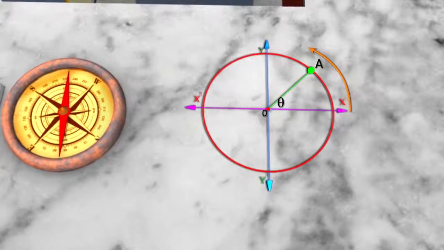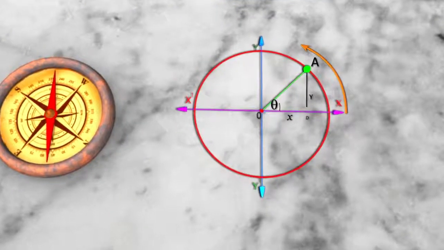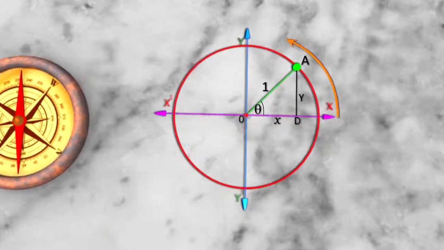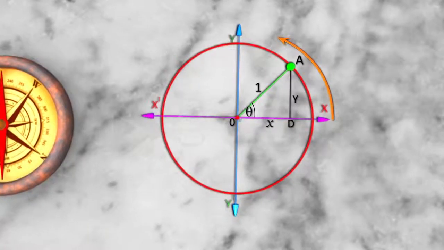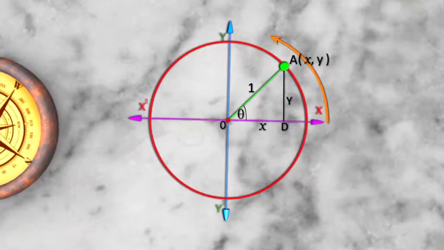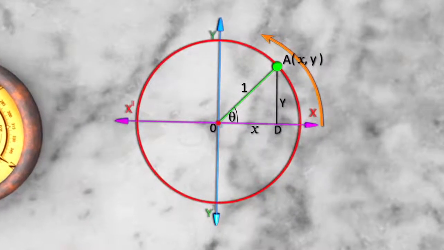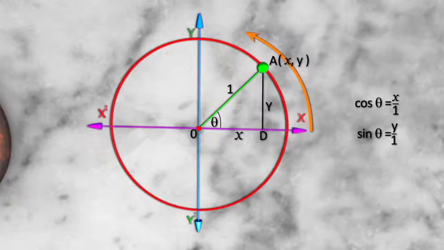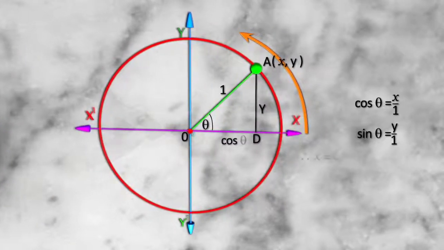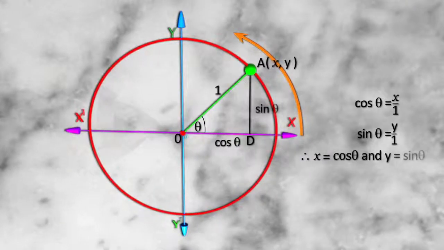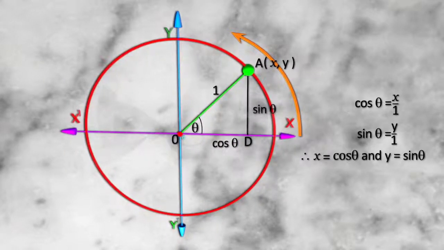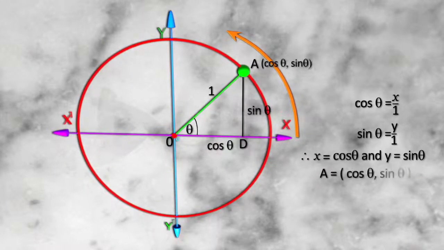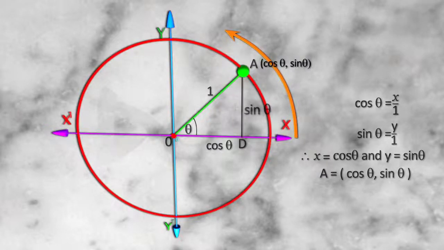Consider a right-angled triangle formed by the vertical line AD, OA, and the x-axis. If OD is equal to x and AD is equal to y, then the coordinates of point A are x, y. In the triangle ODA, cos theta is x by 1, and sin theta is y by 1. Therefore, x is equal to cos theta and y is equal to sin theta. Therefore, we can re-represent the coordinates or ordered pair of point A as cos theta, sin theta. Let us understand this better.